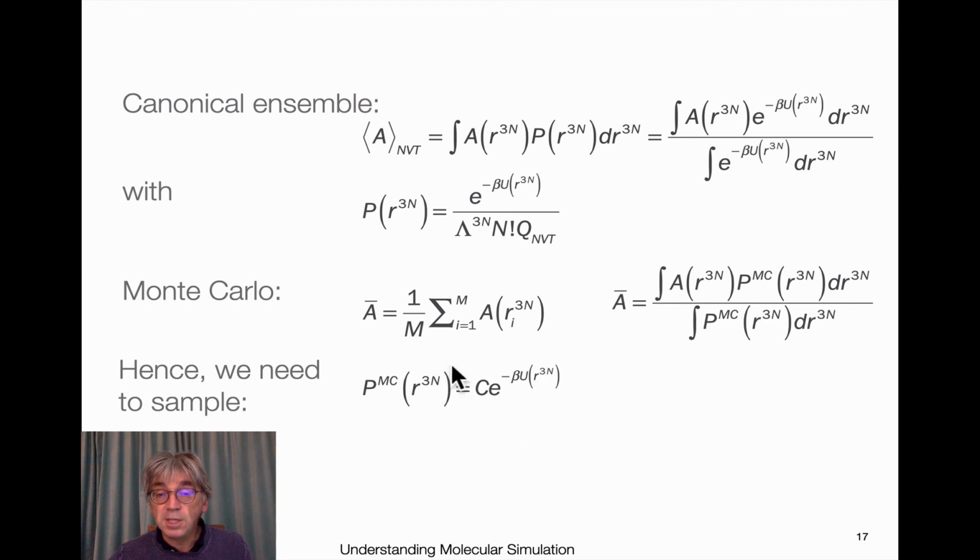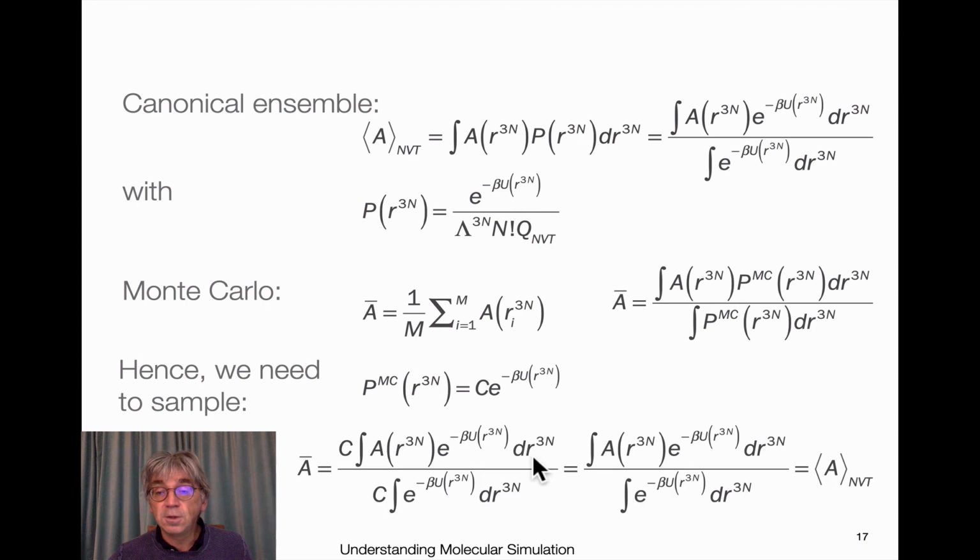And if we substitute this expression in here, we see that the constant disappears and we get the same result. And that is the idea of importance sampling: if we sample our configurations with this Boltzmann weight, the average we get from our Monte Carlo simulation, by just calculating the average energy of all the configurations we sample, is an estimate of our desired ensemble average. What is important in this equation is that we do not need to know the partition function in order to do that.